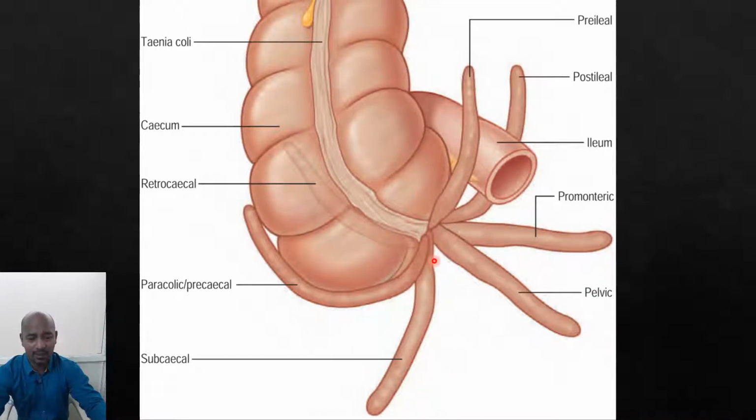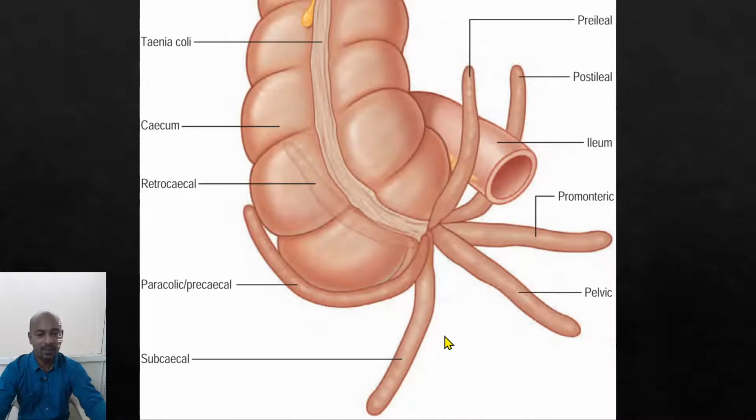Like you have pelvic, subcecal, promontoric, paracolic, retrocecal, pre-ileal and post-ileal. But the most common is the retrocecal position of the appendix. So it can go behind the colon and the cecum. Okay, so in clinical practice, when we actually open the abdomen and try to find the appendix, it is usually located behind the cecum and the colon.